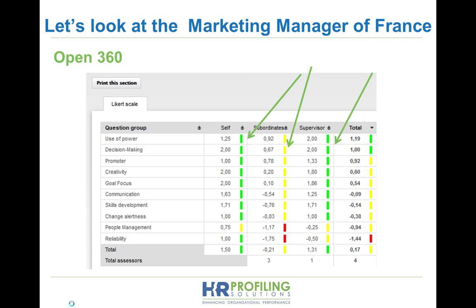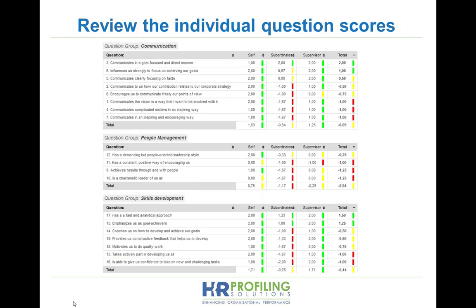So just to recap, the green means they have scored particularly highly, either as themselves or by others. Yellow is a development area, it's neither a strength nor a weakness, and the red is definitely where they've been perceived to perhaps need development, or they're not strong in this area. So recapping there, people management and reliability, this manager has scored particularly low.